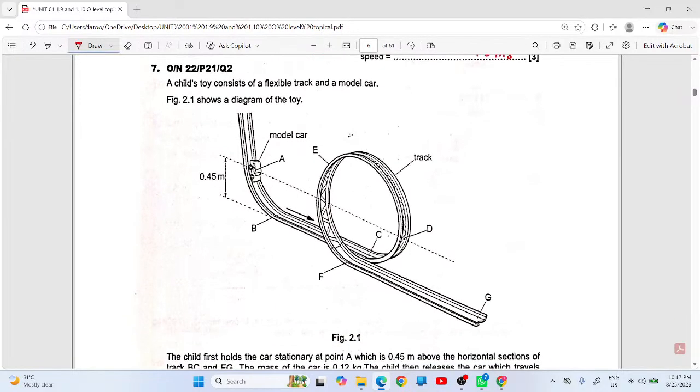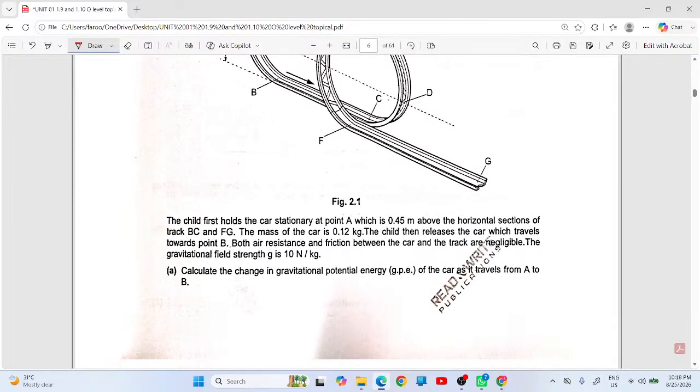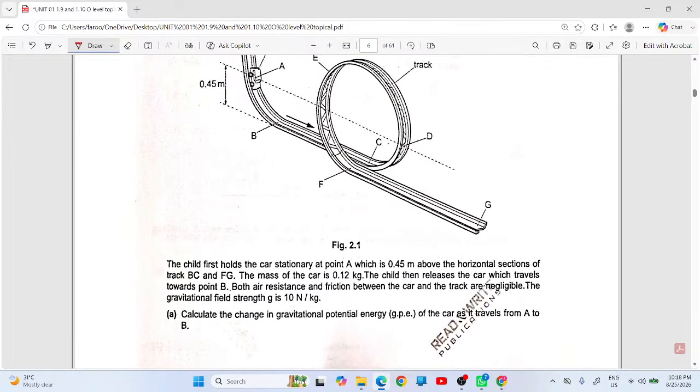Next question, number 7. A child's toy consists of a flexible track and a model car. Figure shows a diagram of the toy. The child holds the car stationary at point A, which is 0.45 meters above the horizontal sections of track B, C, and FG. The mass of the car is 0.12 kilograms. The child then releases the car, which travels towards point B. Both air resistance and friction between the car and the track are negligible. The gravitational field strength is 10. Calculate the change in gravitational potential energy of the car as it travels from A to B.